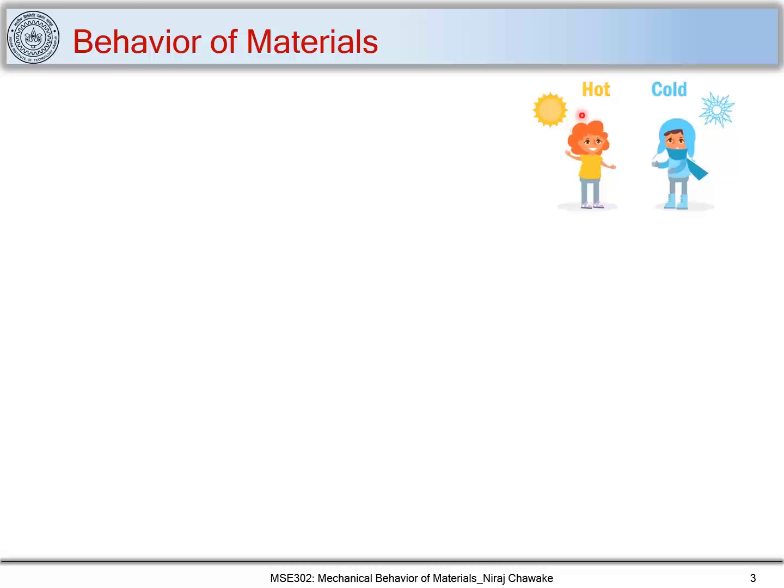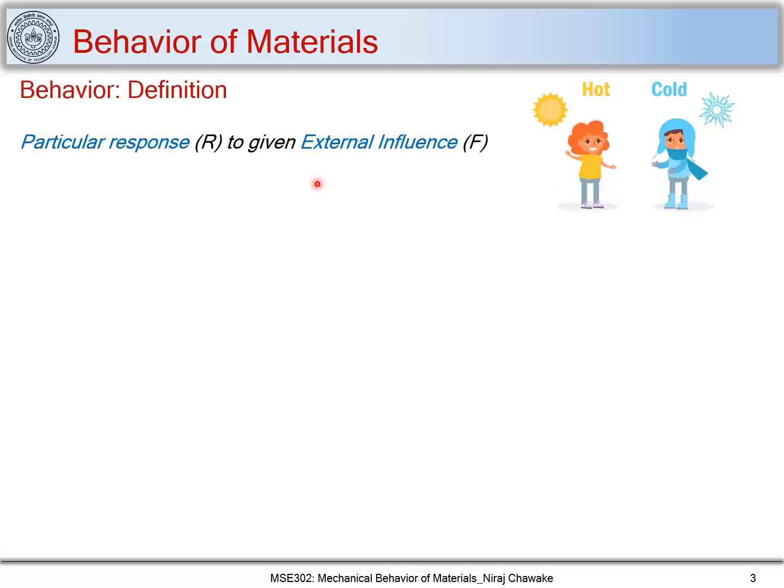I would prefer loose clothing in the summer and woolen clothes in winter. So based on my external environment or field, my behavior has changed. Analogous to this, materials also behave in the same fashion. So I define behavior as a particular response of a material to a given external influence.